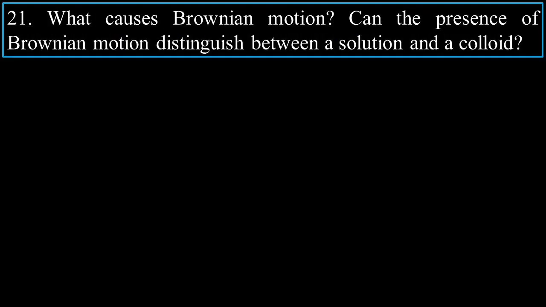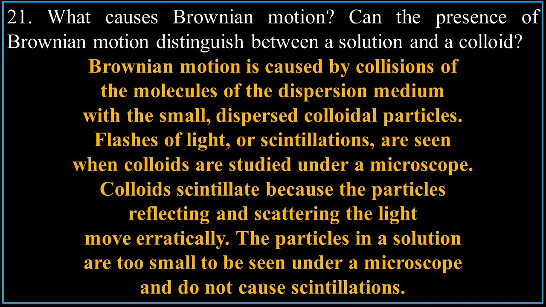What causes Brownian motion? Can the presence of Brownian motion distinguish between a solution and a colloid? Yes. Brownian motion is a random motion. It is caused by collisions of molecules of the dispersion medium with the small dispersed colloid particles. Flashes of light or scintillations are seen when colloids are studied under a microscope. Colloids scintillate because the particles reflecting the scattered light move erratically. The particles in a solution are too small to be seen under a microscope and do not cause scintillations.